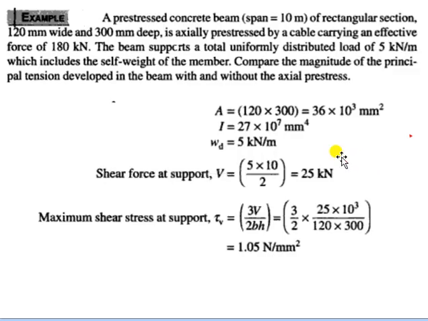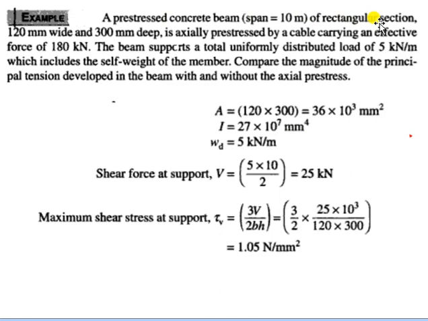Now you know what the formula is to calculate the principal tension developed in the beam with and without the axial prestress. So first I will calculate the cross section area of the given member. So cross section area A is equal to 120 into 300, that is 36 into 10 to the power of 3 millimeter square. Moment of inertia I is equal to 27 into 10 to the power of 7 mm to the power 4. So it is a rectangular section.